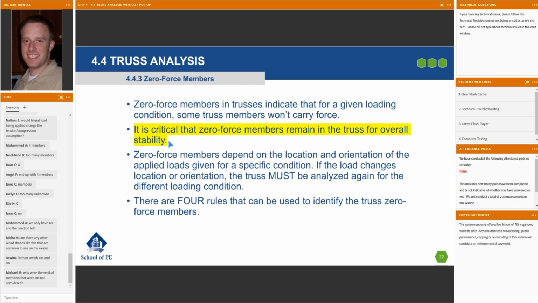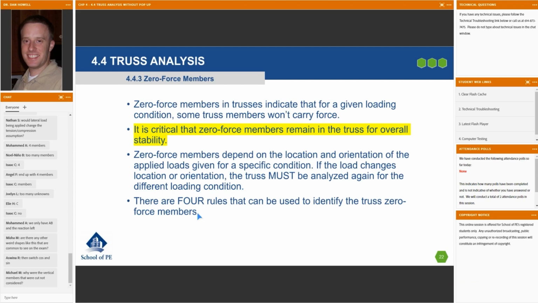So zero force members is like a snapshot in time. They're saying where the load's applied currently, some members don't take force. If the wind changes direction, whatever you want to call it, and force goes to a different location, it's a totally different problem. You've got to reanalyze the entire thing. So the important thing here, again, is zero force members are always needed for stability. It just so happens we're taking a snapshot where some loads are shown, and we're going to identify them.